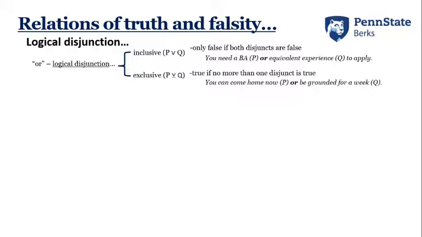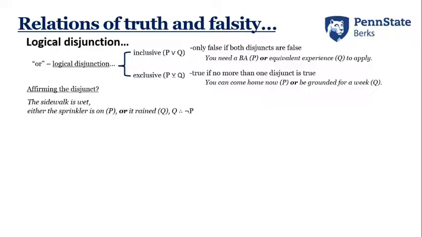Okay, so the difference between these two is only in the exclusive. It's only going to be true as an overall statement if no more than one of the disjuncts is true. But the inclusive is only going to be false if both of them are false. Now, there are fallacies that pop up with this. I'll give you two. The first one is affirming the disjunct.